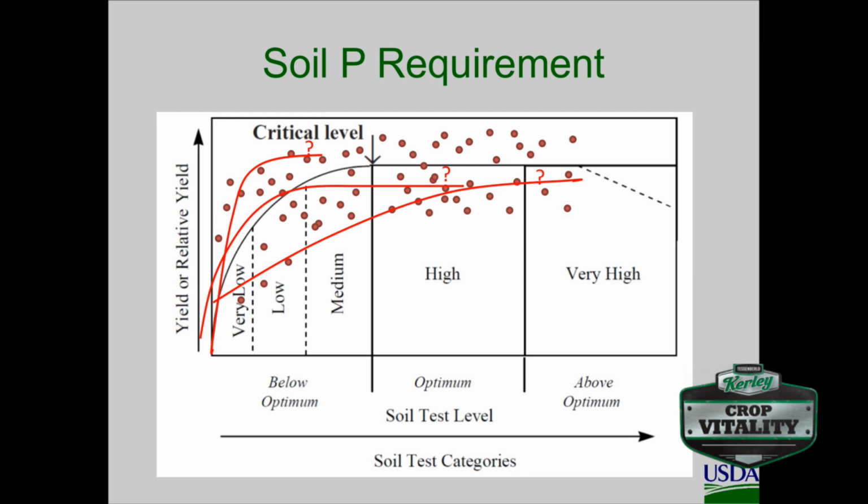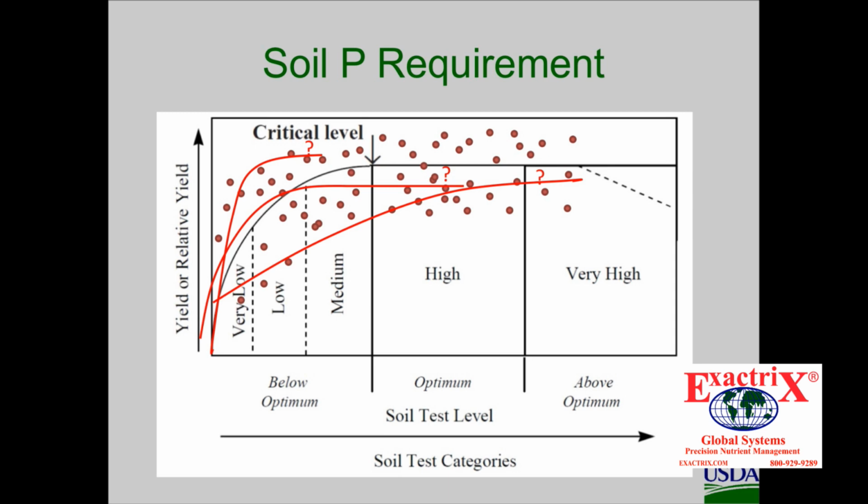So it's possible, in many situations, you could be over-applying phosphorus for your particular soil and needs, or you could be under-applying phosphorus. It goes both ways. Either way, it represents an inefficiency in the system and economically.